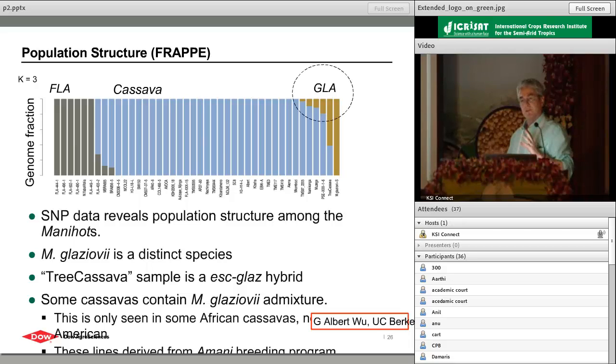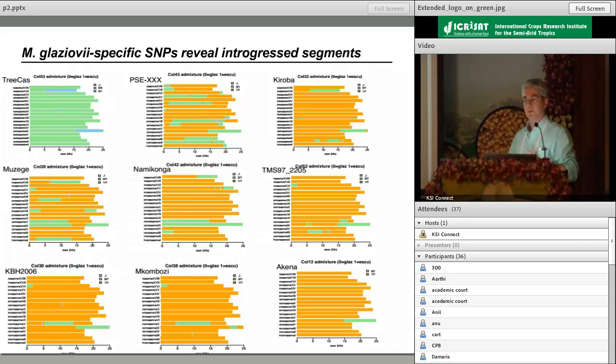If we take that data and identify diagnostic SNPs for the Glasiovi origin, we get about 1 million SNPs across the genome that can be used to diagnose a segment as to whether it came from Glasiovi or esculenta. And orange here is the esculenta. Green is heterozygous for esculenta and Glasiovi, and blue is homozygous for the Glasiovi.